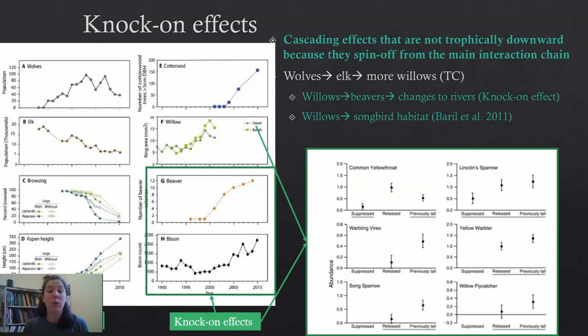And also with the increase of willows, we started to see more songbirds. Willows provide habitat for songbirds for their nesting. It provides cover, it provides protection from the elements and protection from predators. And so these figures down in the bottom right are just abundance of these predators. And you can see that between the suppressed, which means that there's barely any willows, to the released, we see this increase. And so these are examples of knock-on effects of trophic cascades, right? These effects that are not trophically downward, but they are a result of a trophic cascade. And we're going to ask you guys to watch a video of how wolves change rivers to really illustrate this effect.